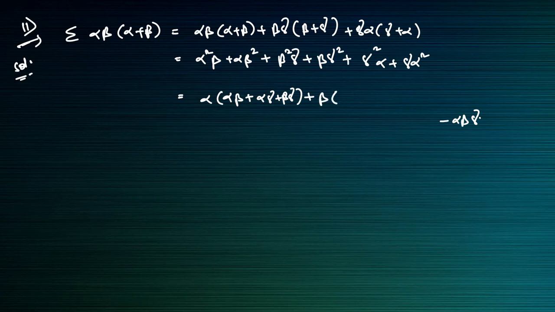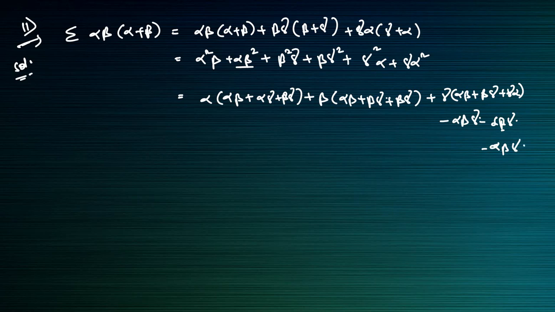Another thing, I will take beta common from these three terms. Beta will give alpha beta remaining, plus beta gamma remaining. So I will add minus alpha beta gamma again. Taking beta common, it will become beta gamma and gamma alpha will come here. In this I will add another alpha beta gamma, so these three combined will become minus 3 alpha beta gamma.